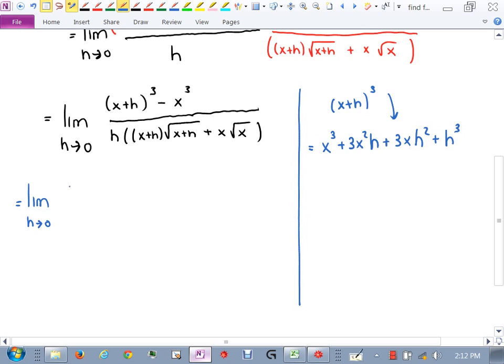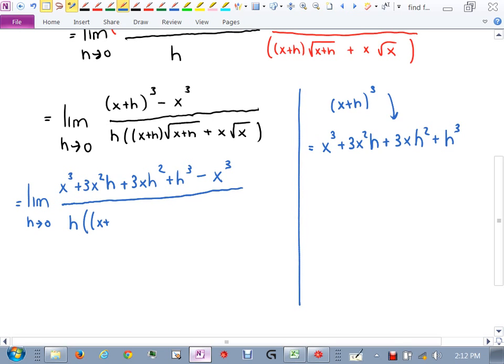And do you see what's going to happen? Yes. The x to the thirds are going to cancel. Man, that's a lot to have to write. Okay. Questions?